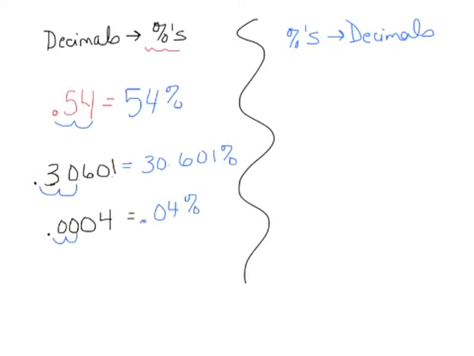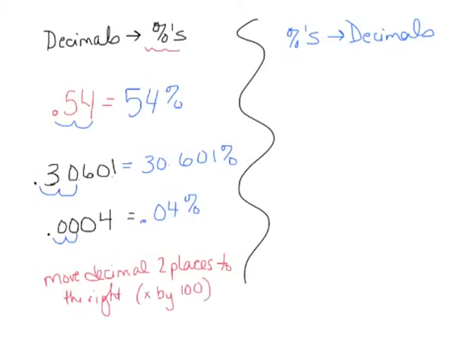0.04%. So basically, to do decimals to percents, you're going to move the decimal 2 places to the right. Or you can also think about it as multiplying by 100. To turn percents into decimals, you're going to go the other way around. So what you're actually going to do is move the decimal 2 places to the left. Or you're basically going to divide by 100.